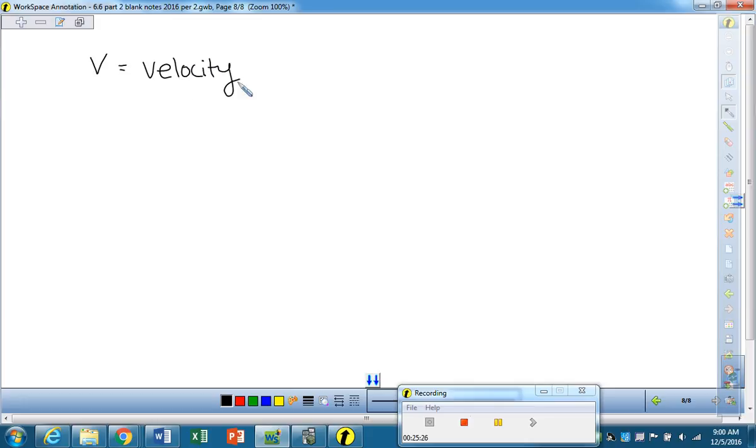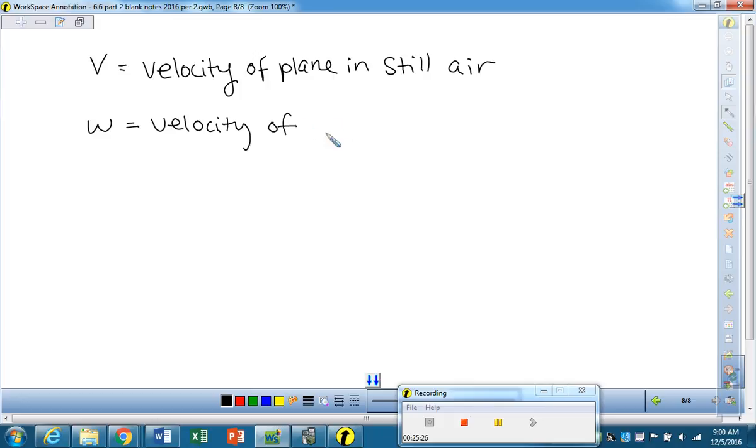We could say something like vector v is the velocity of the plane in still air. We can say that w is the velocity of the wind. And so if you found the resultant force by adding v plus w, you would get the actual speed and direction of the plane in relation to the ground. So that's another connection of how it would work if we were using velocity for our magnitude instead.